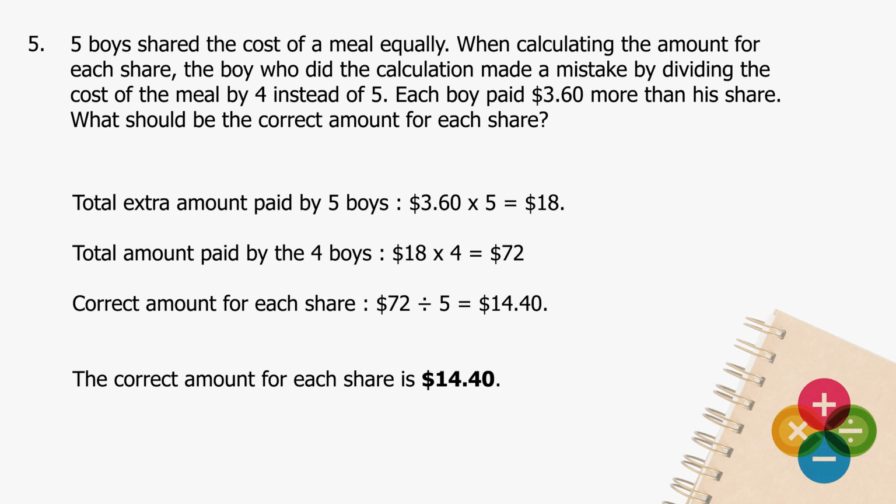The total extra amount paid by 5 boys will be, multiply $3.60 by 5, and the product is $18. The total amount paid by the 4 boys will be, multiply $18 by 4, and the product is $72. The correct amount for each share will be, divide $72 by 5, and the quotient is $14.40. The correct amount for each share is $14.40.